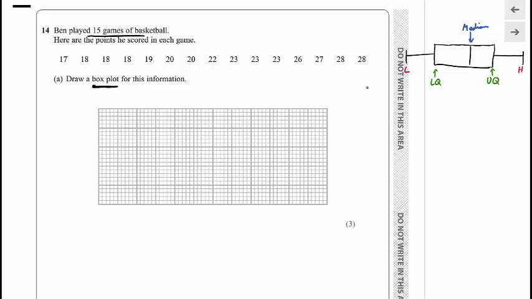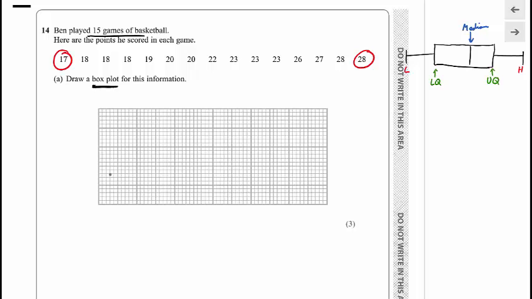just in case you don't get given data like this in the exam. So first things first, we need to make sure that the data is in order, which very kindly the examiners have given us, so we don't need to worry about that. But to be honest with you, putting data in order is not that difficult. So the next step is to put the lowest value and the highest value on. Because it's in order, it's easy to read off. 17 is the lowest value and 28 is the highest value.